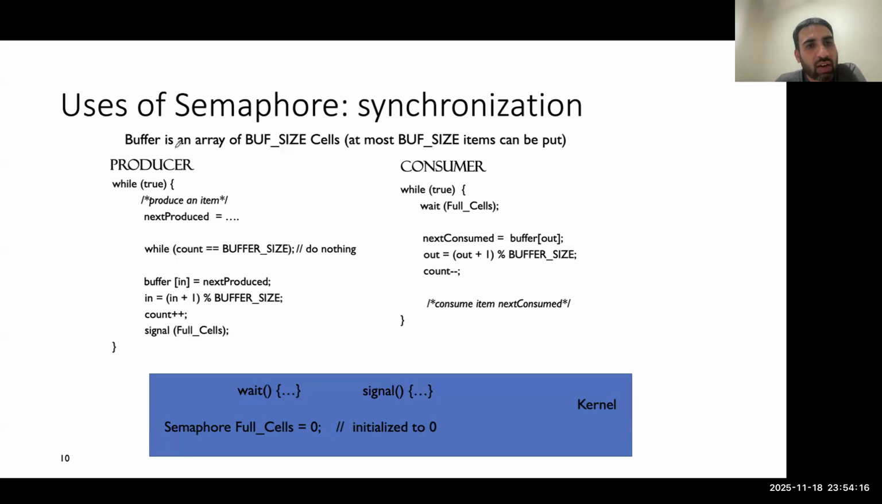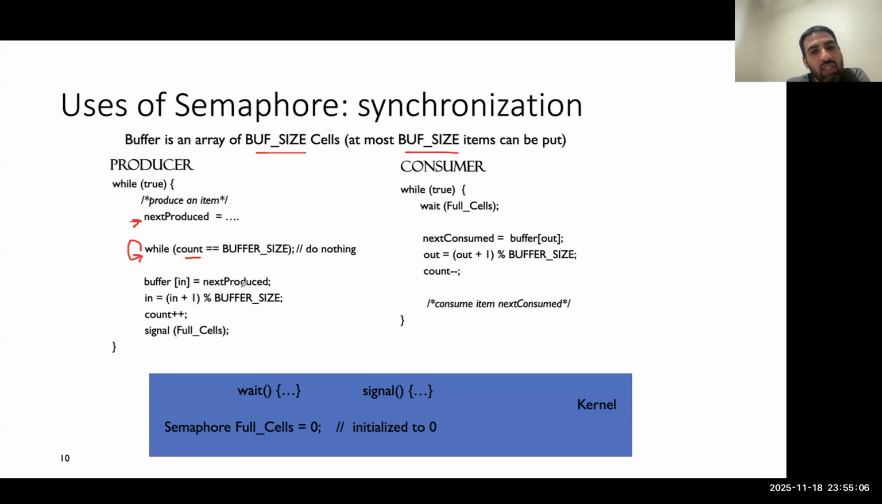Here, what we are assuming is that we have a buffer. Buffer is an array of buff size, and it can contain at most buff size number of items. On the producer side, after producing an item, you check if the count is equal to buffer size. Again, count is a variable which indicates how many items have been placed in the buffer. Every time we place an item, we increment the count, and every time we remove an item from the buffer, we reduce the count by 1. So before putting the item in the buffer, the producer checks if count is equal to buffer size. If it is, it simply waits, because it will be stuck in this while loop, right?